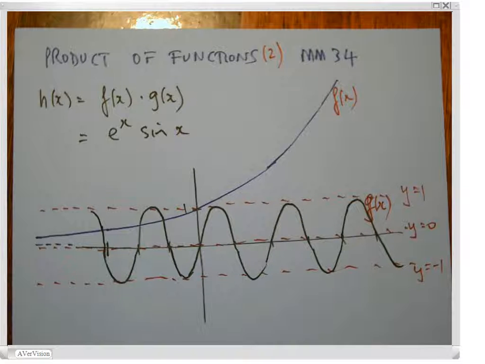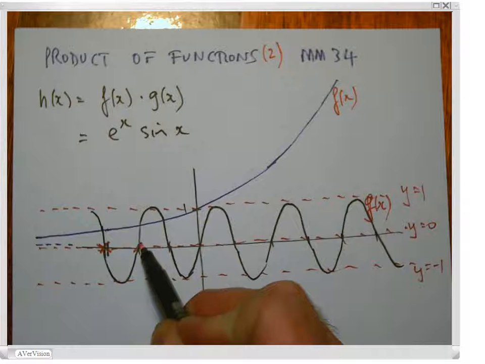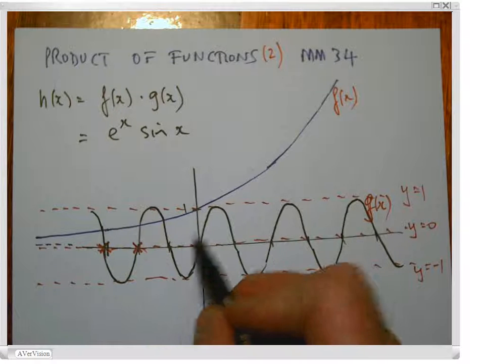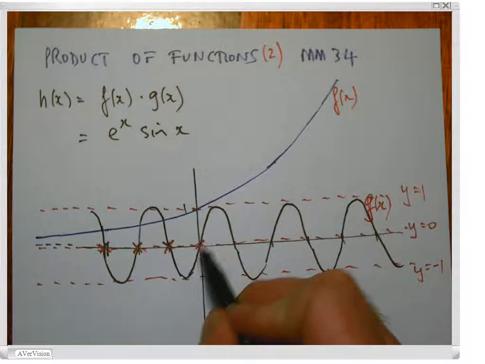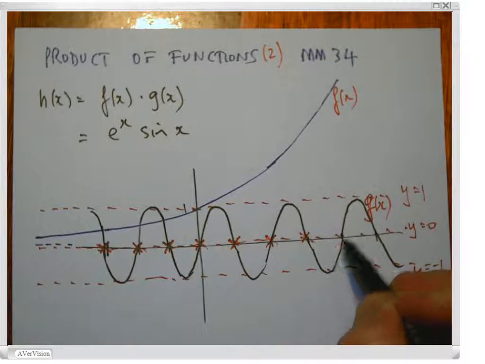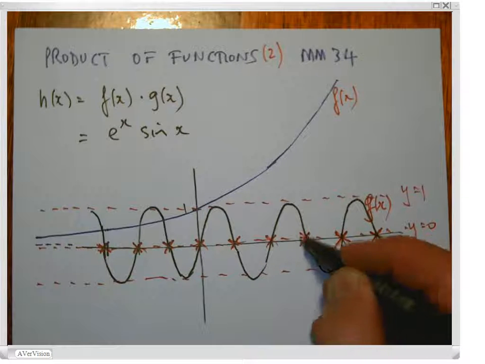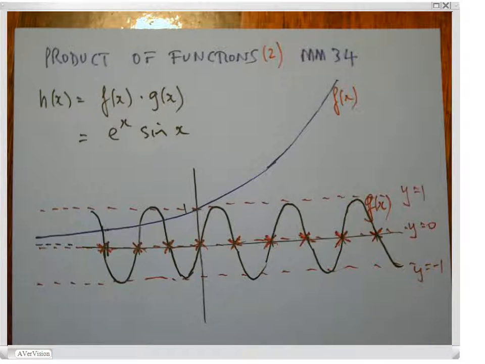Okay, so I'll go through all the zeros first. 0 times the blue curve will give me 0. 0 times the blue curve will give me 0. 0 times the blue curve, 0. So all of these will be on the x-axis because one of the y components on all of those values is 0.